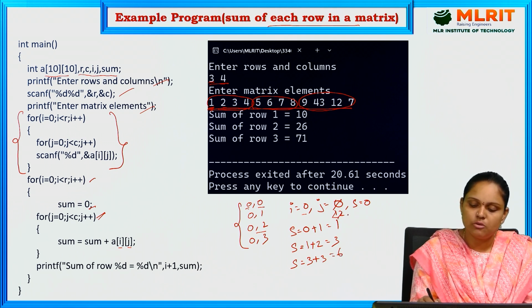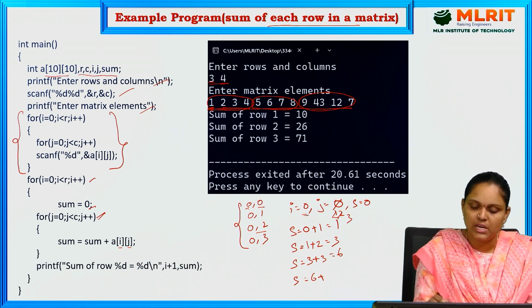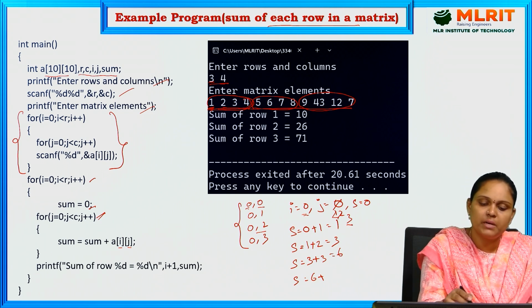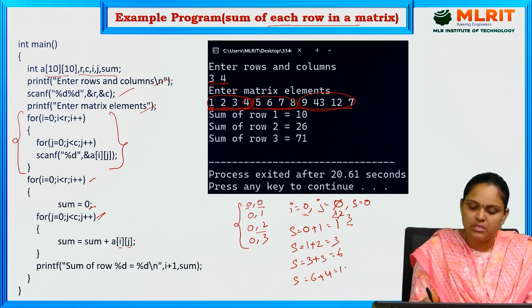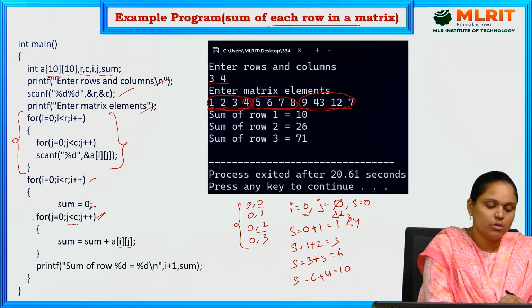And now j equals 3. Sum equals the previous sum 6 plus a of ij. So i is 0 and j is 3. In the 0,3 index we have the element 4. So 6 plus 4 equals 10. And now j will be 4, and 4 less than 4 is false, and we come out of this inner for loop.